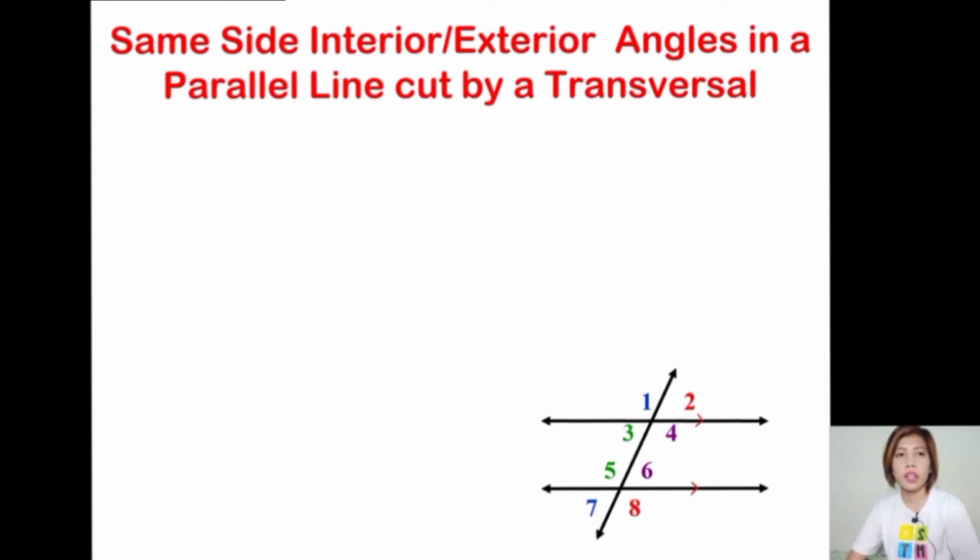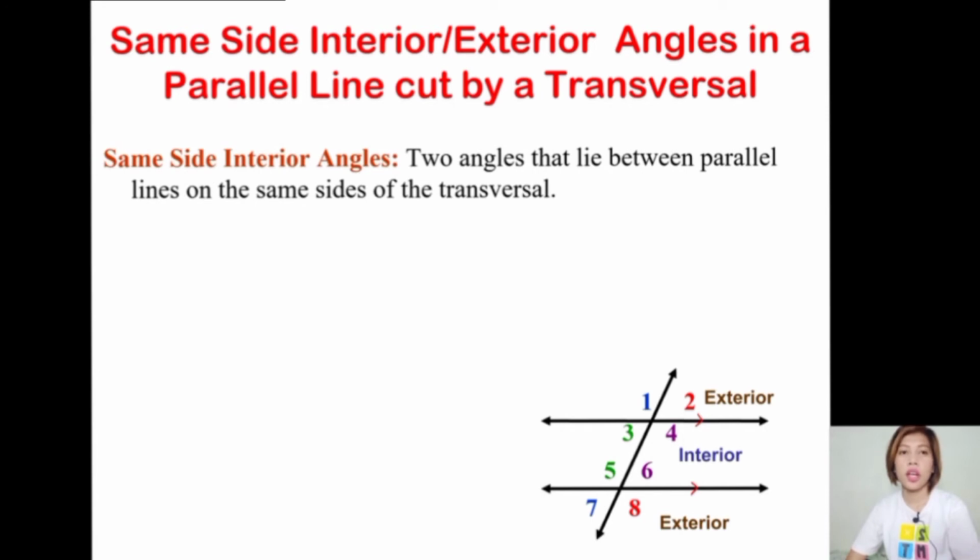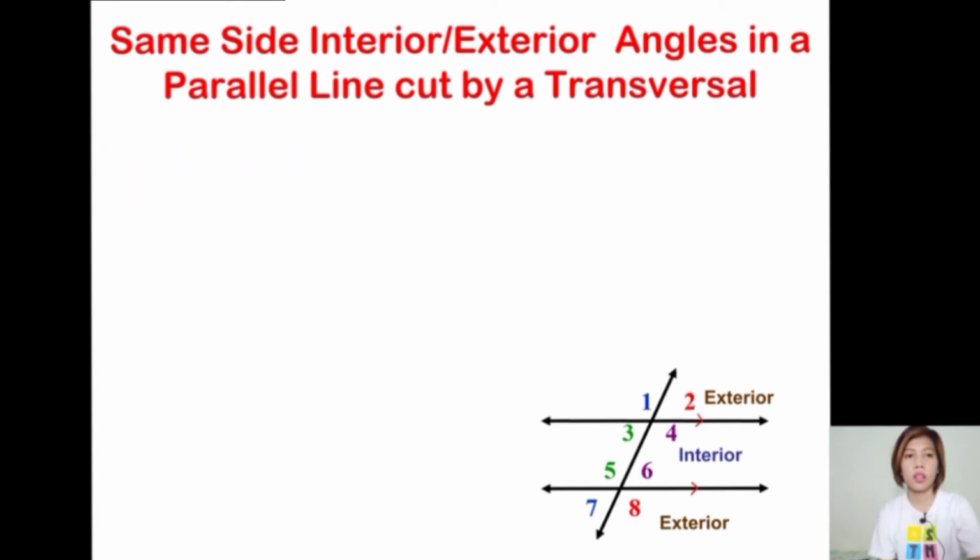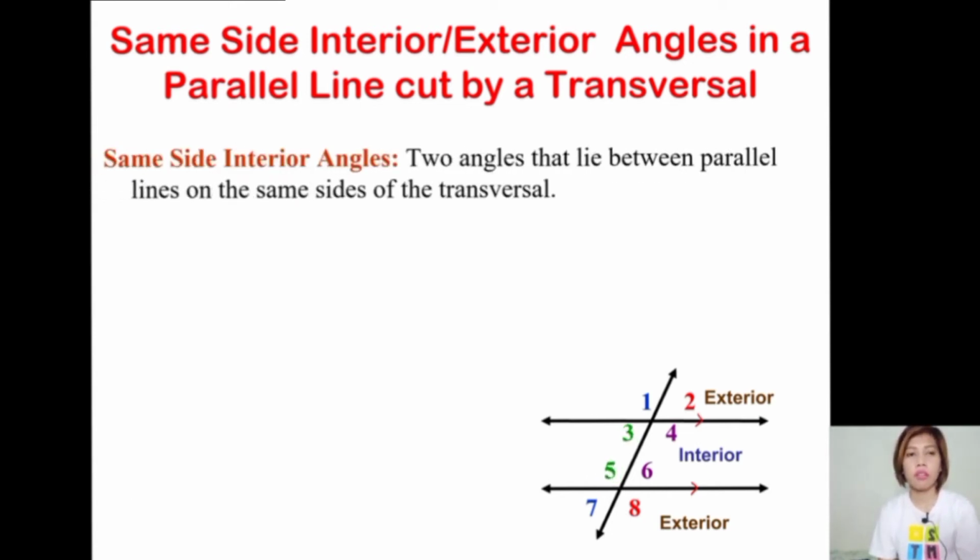So, dito naman tayo sa same side interior and then same side exterior angles in a parallel line cut by a transversal. So, we have here, yan. So, same side interior angles. Ano ba yun? So, these are two angles that lie between the parallel lines on the same sides of the transversal. So, we have here, dapat daw po, nasa interior, nasa loob. So, ano ba yung mga angles na nasa interior? Diba? Angles 3, 4, 5, and 6. Pero dapat daw, same side sila ng transversal. So, kung parehas left, same side interior yun. Tapos parehas right, same side interior ulit. So, here sa diagram natin, we have angles 3 and angle 5. And then, angles 4 and 6.